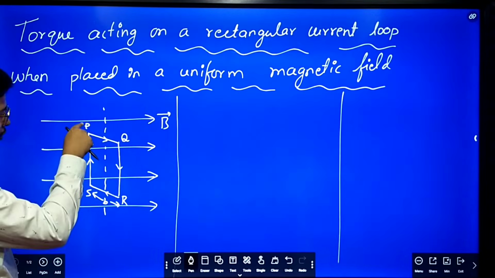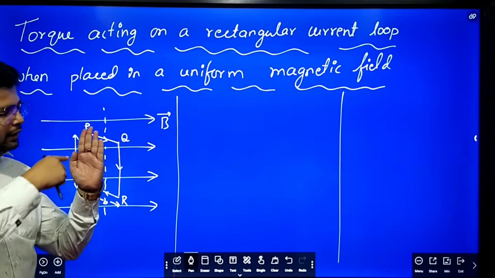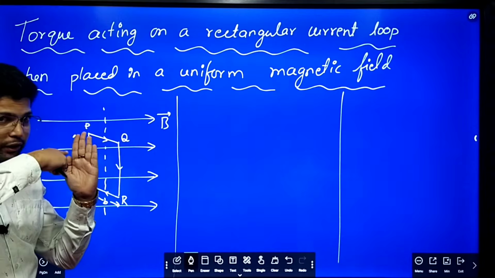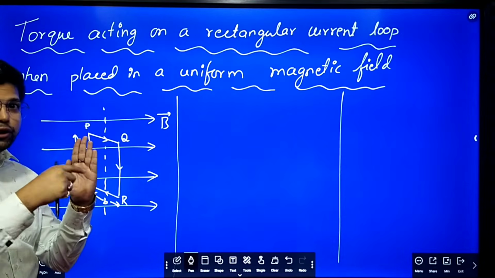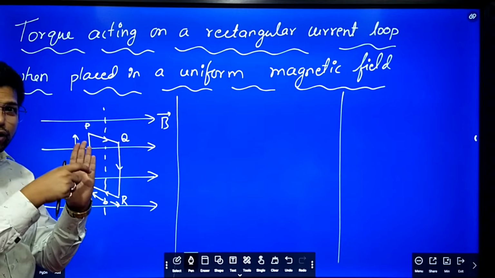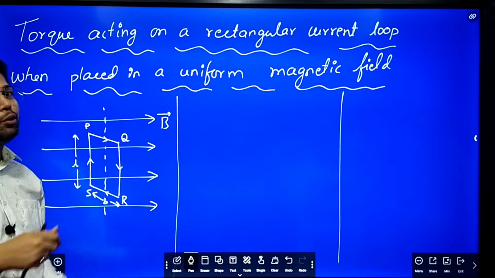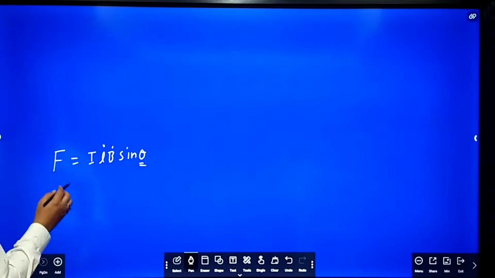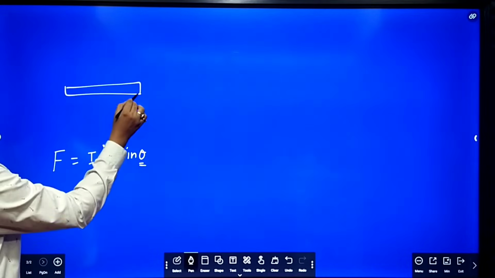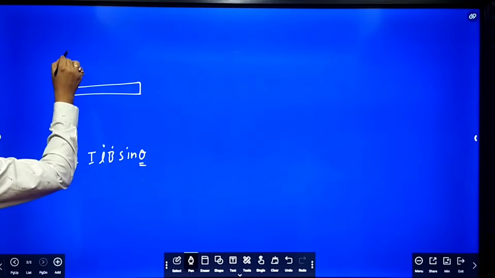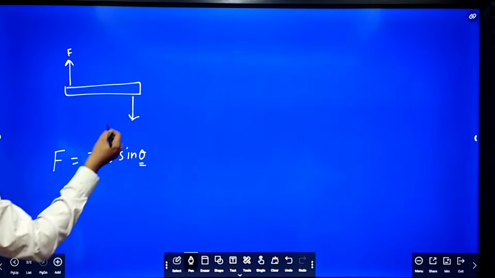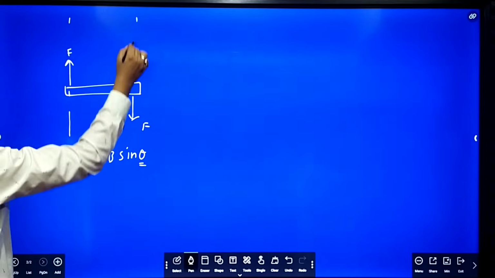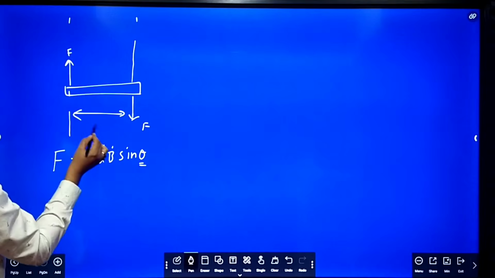But what about force on PS and force on QR? The distance between those two forces is non-zero. Means there is a force and there is a perpendicular distance between those two forces. So it constitutes a couple. Hope you can understand. So if there is a rod like this, if one force is acting in this direction and the other force is acting in this direction, there is a torque. Why? Because there is a perpendicular distance between the lines of action of the forces.